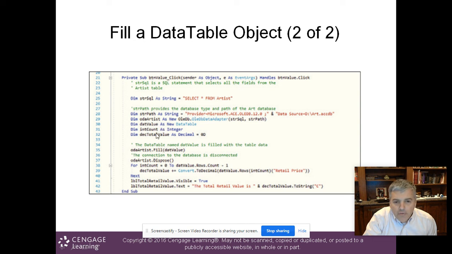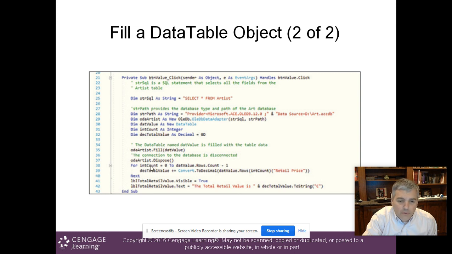A couple of variables here for our data table, our count, and then our total value. And then we fill that data adapter with our data value. And then we dispose of that data table. So we connect to it, we put the data from it in the data value, and then we dispose of it, and then we're going to loop through those. It says data value, but it's really a table here.